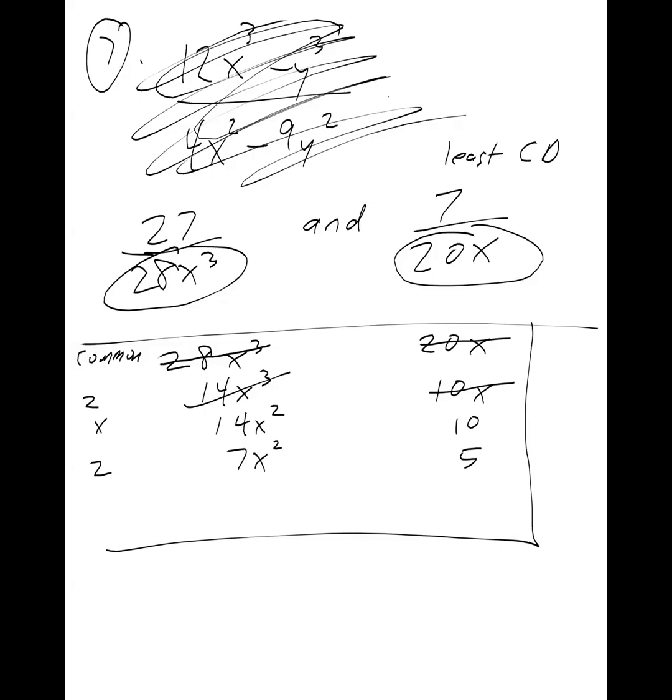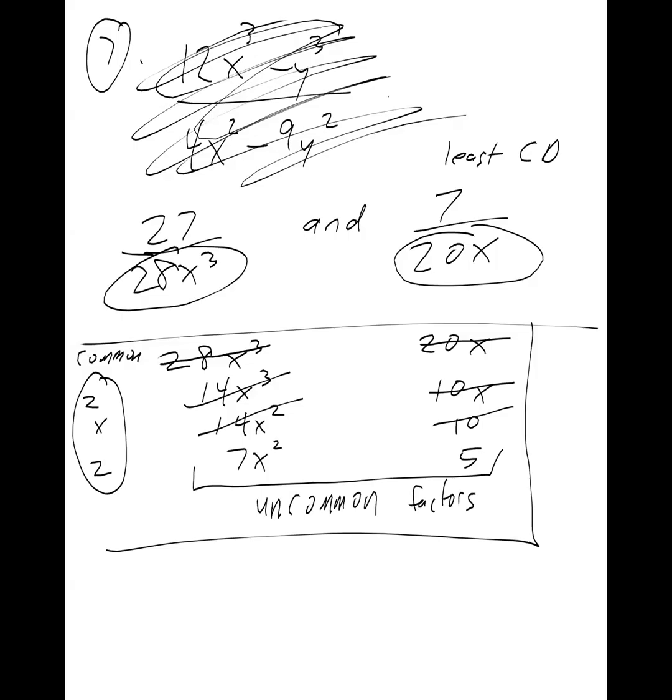No. So then what you do is multiply together. I forgot to cross those out. Multiply together everything that's still on the page. So multiply all the common factors. Those are called the common factors. These are called the uncommon factors. Because remember, if you want to be a good athlete, you have to have uncommon excellence. So those are the uncommon factors. Now multiply them all together. So what's 2 times x times 2 times 7x squared times 5?